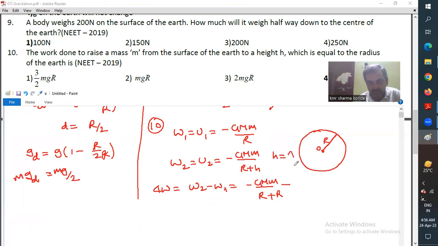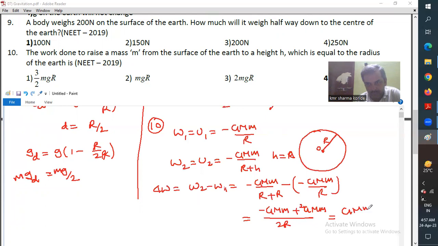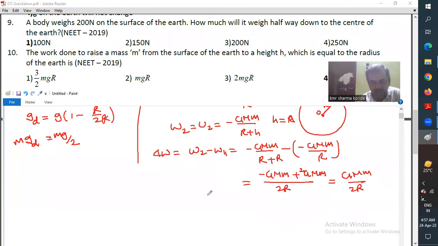That is minus GMm by 2R, subtracting U1, that is minus GMm by R. Therefore the LCM is 2R. Then this is going to be minus GMm plus 2GMm. So finally you'll get 2GMm minus GMm, that is GMm by 2R, because 2R is the LCM. But we need to express this in terms of small g.